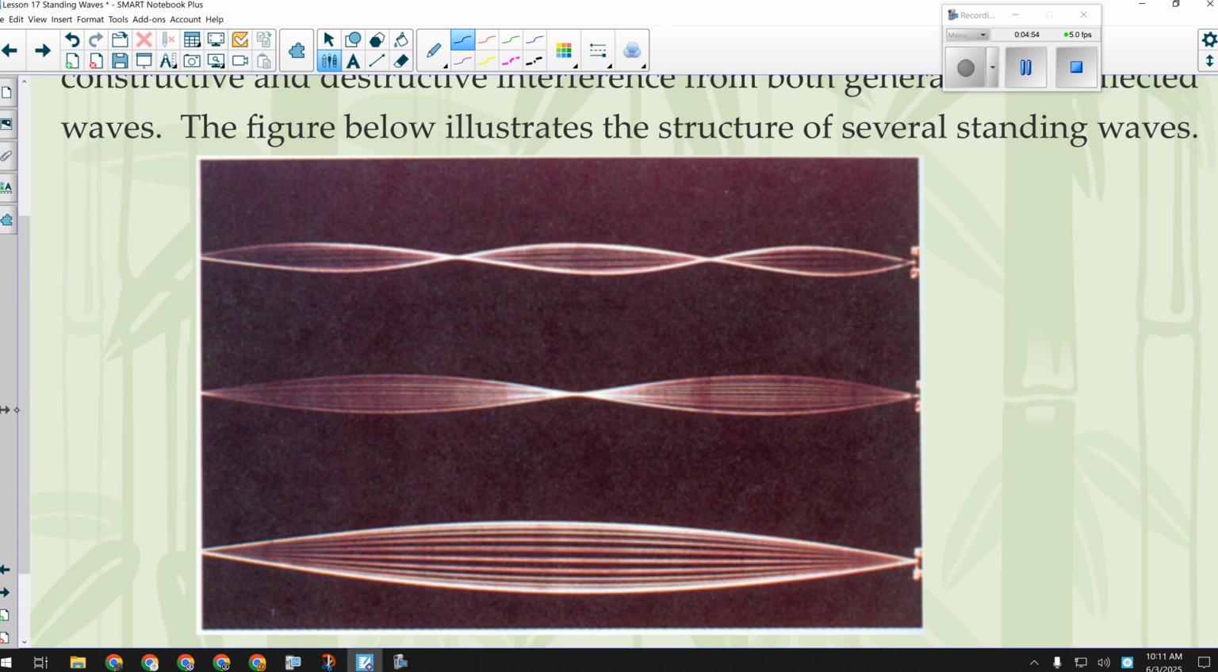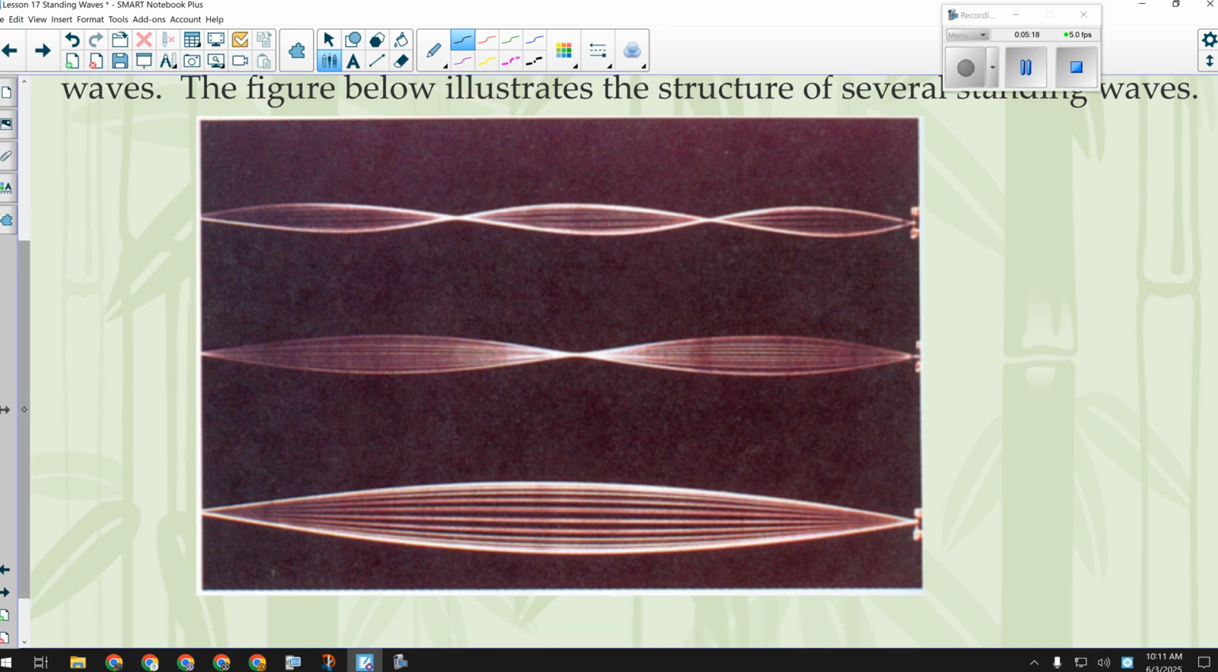So the first pattern is what we call the fundamental frequency. It is the first frequency that produces a standing wave. And that standing wave has one area of constructive interference right smack in the middle and two areas of destructive interference at either end. So that first pattern is the fundamental frequency, which we usually just label as F1.